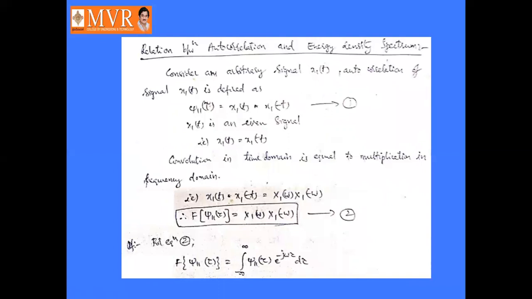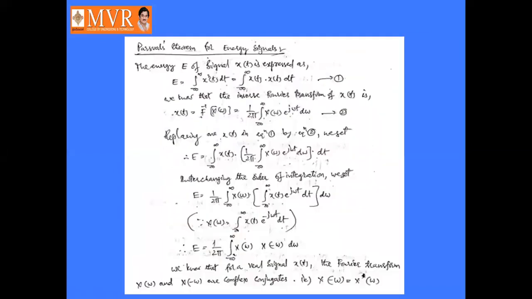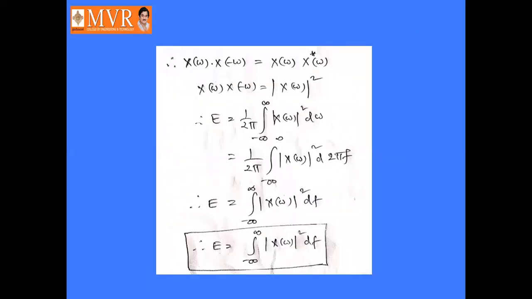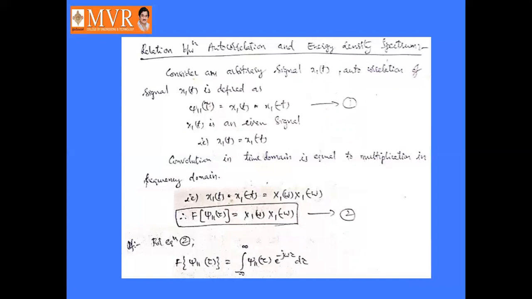Okay, so that is Parseval's theorem for energy signals. Next, coming to the relation between autocorrelation and energy density spectrum. Autocorrelation is nothing but J11 of tau.